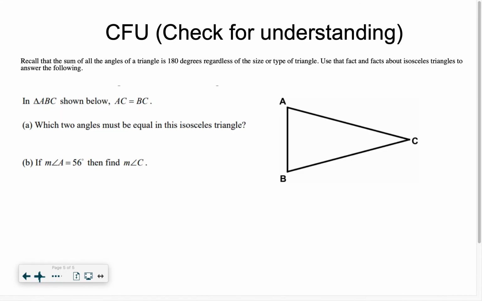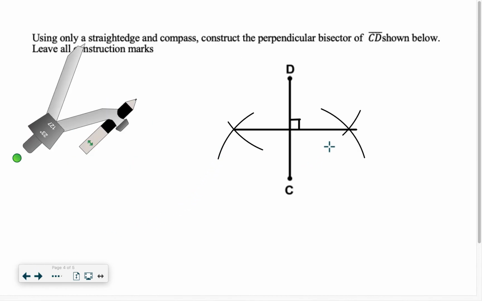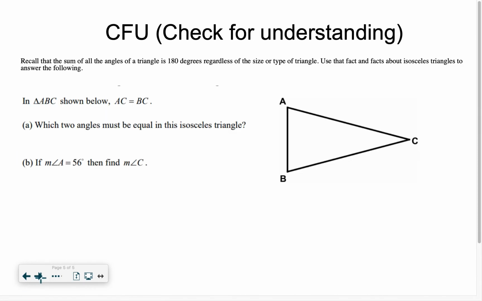So, what does a perpendicular bisector do? Well, a perpendicular bisector, okay, ready? A perpendicular bisector does two things. It cuts a segment in half and it creates a right angle. So make sure that you also have that in your notes. A perpendicular bisector does two things, and make sure you write those two things down.